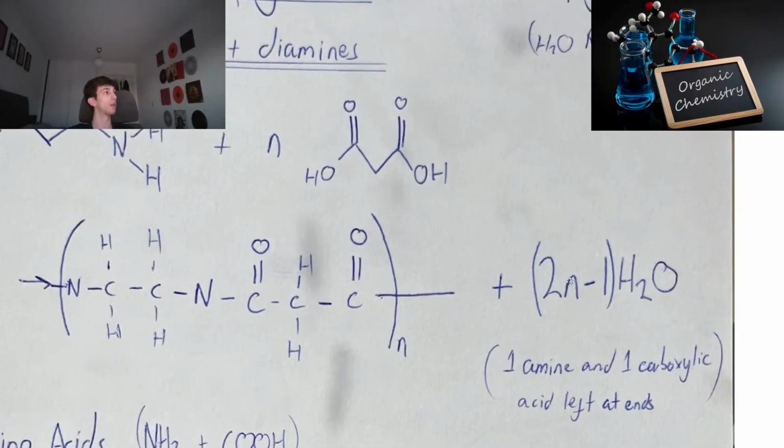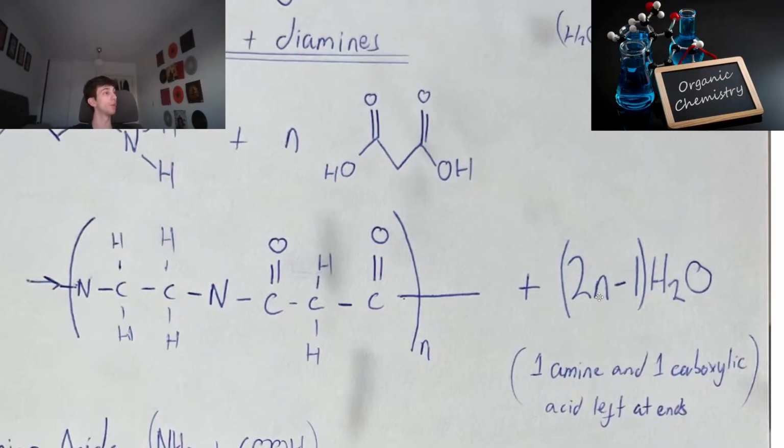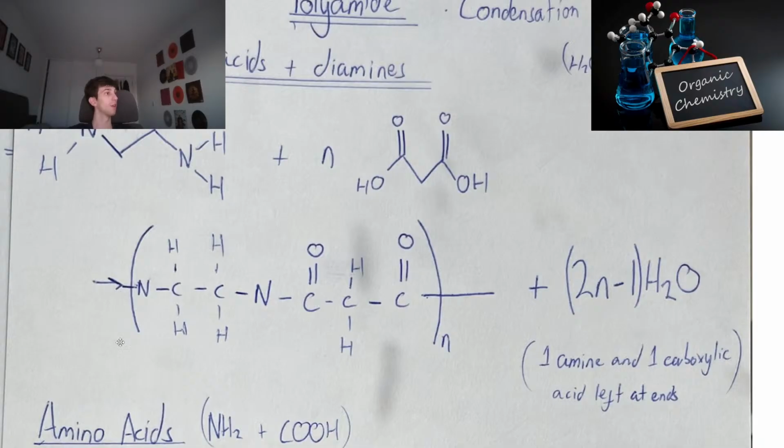Why is it minus 1, guys? So we have 2n H2Os, then we have to take away 1. Why is it minus 1? Why do we have minus 1? It's a very key, important thing.